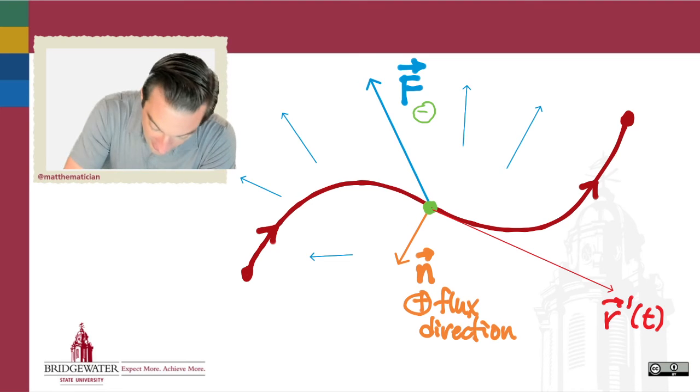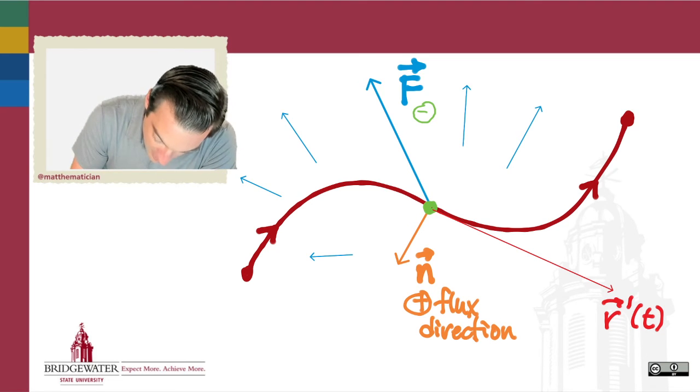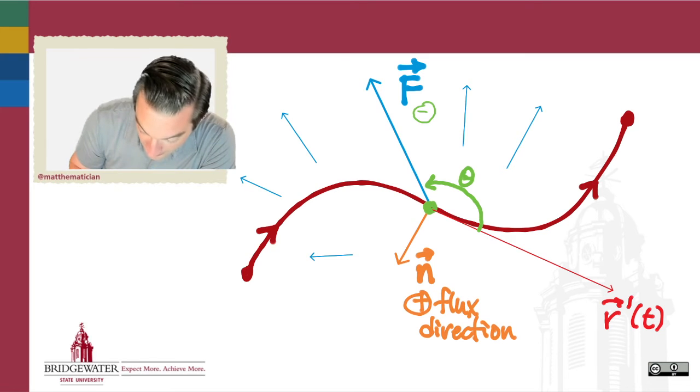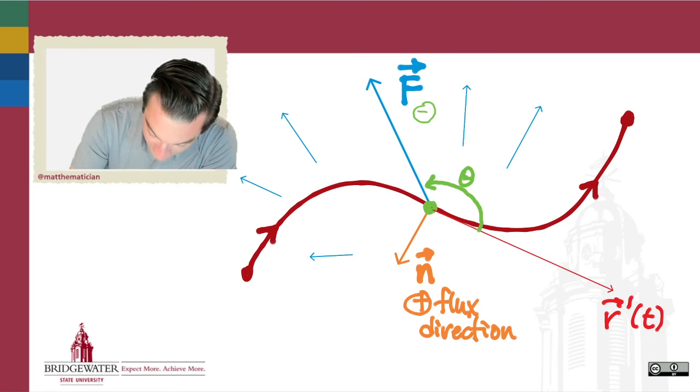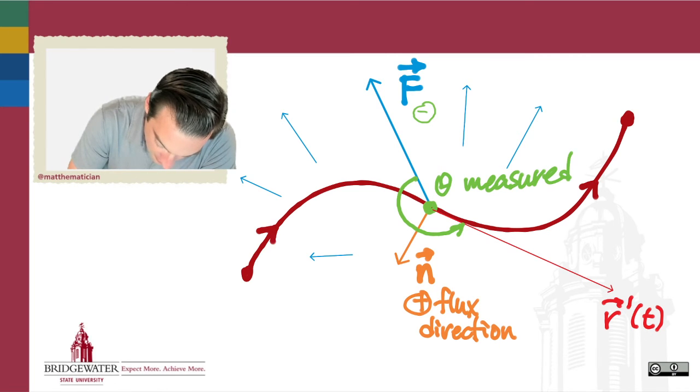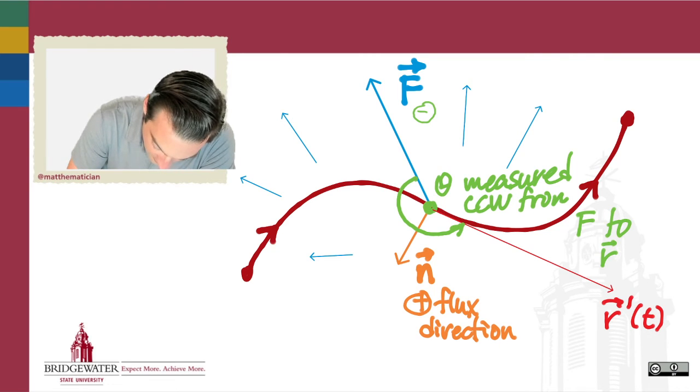And so if the angle that my vector field makes is measured counterclockwise from my velocity vector, so when I do that measurement, this is the angle that I get, right? Except that now that angle is not greater than 180 degrees, is it? So somehow it's this angle that we should have been measuring. So it's measured counterclockwise from the vector field, maybe is a better way to say it. So is theta measured counterclockwise from F to the tangent vector r prime of t.